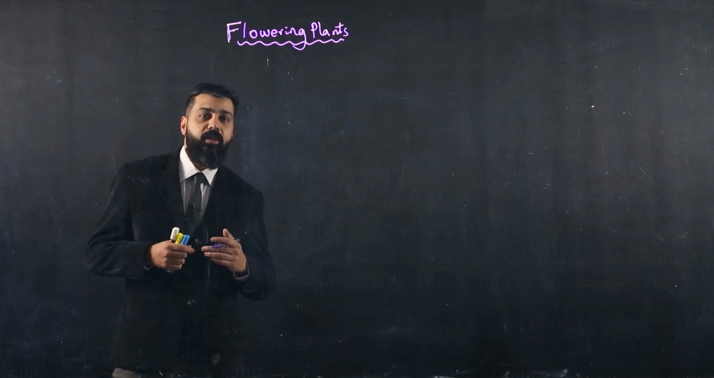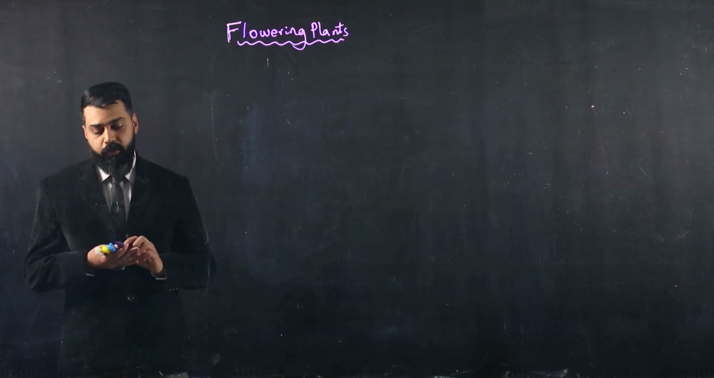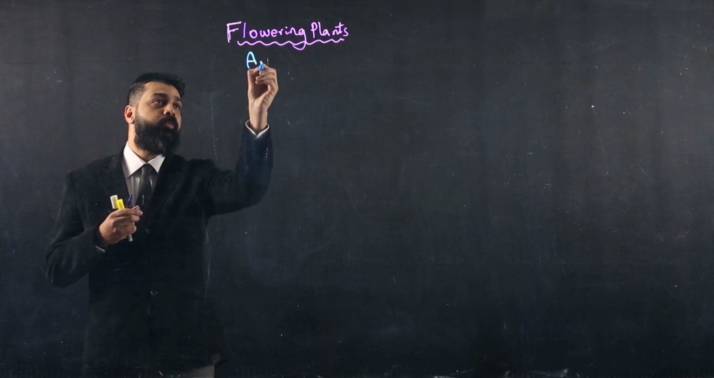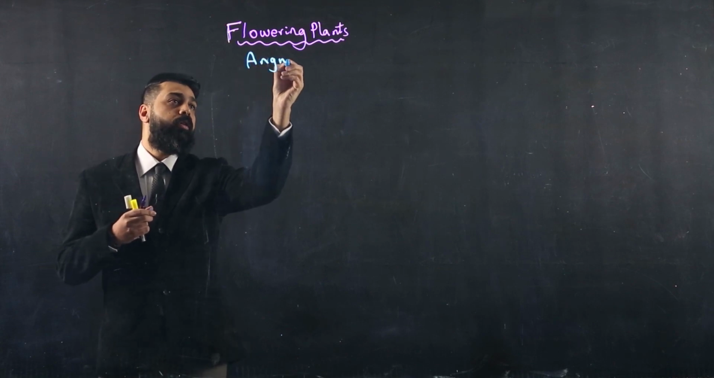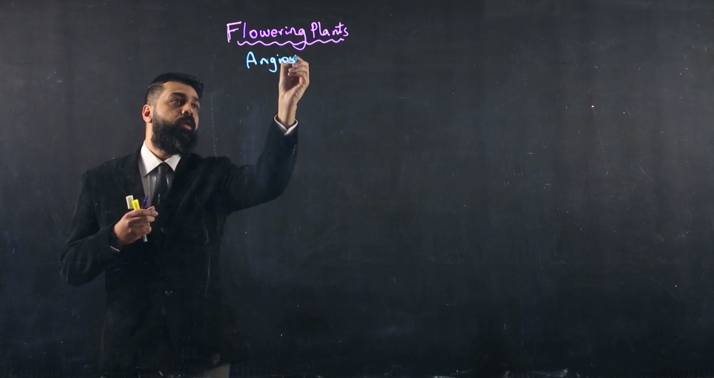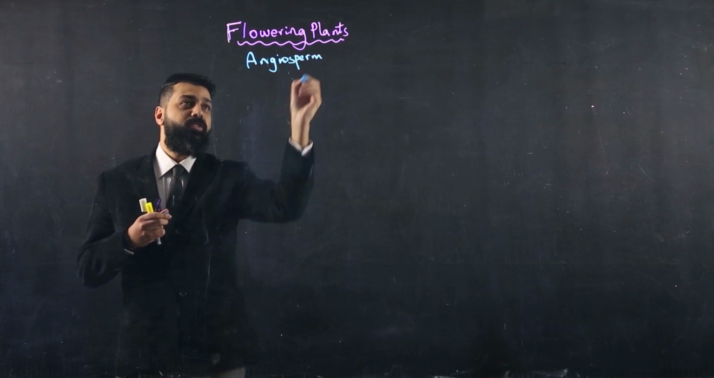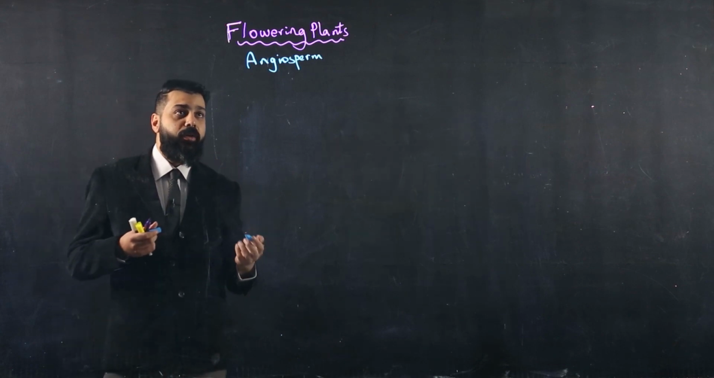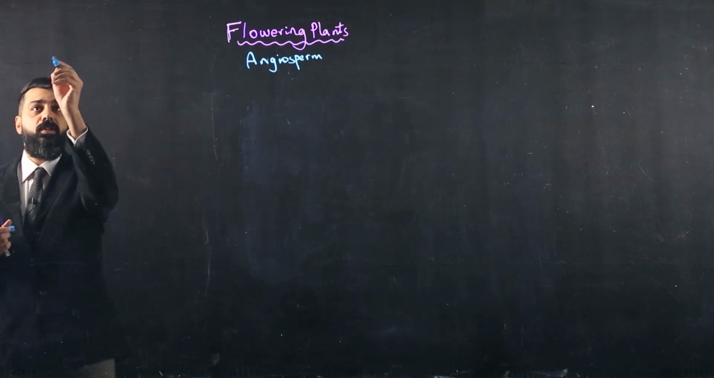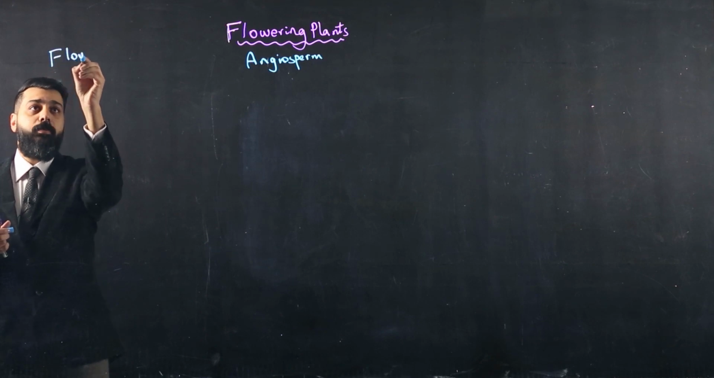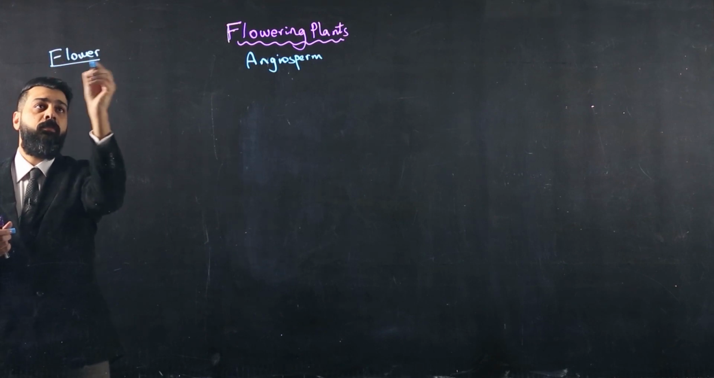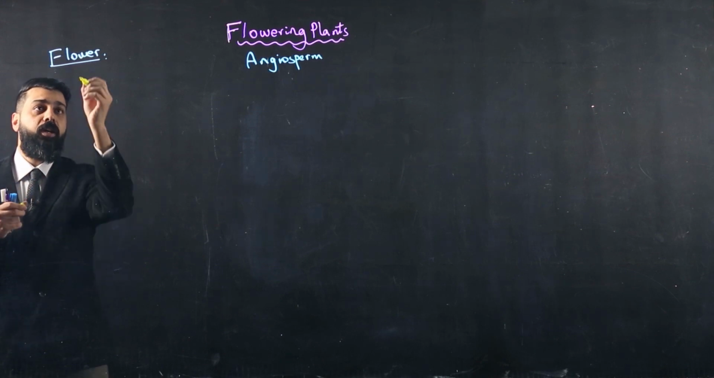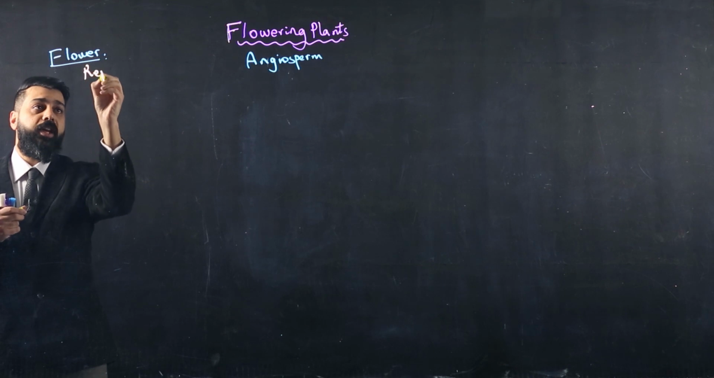If we are going to start speaking about the flowering plants, all of us know that the flowering plants are known as the angiosperms. Angiosperm is the Latin word for the flowering plants. By saying flowering plants, it means they use the flower as a reproductive part. So the flower will be the reproductive part of the flowering plants.